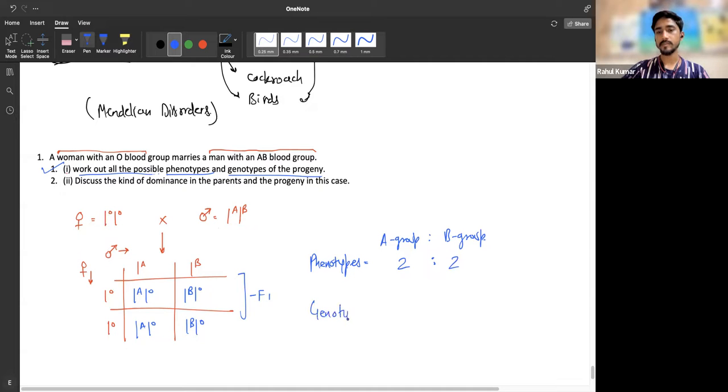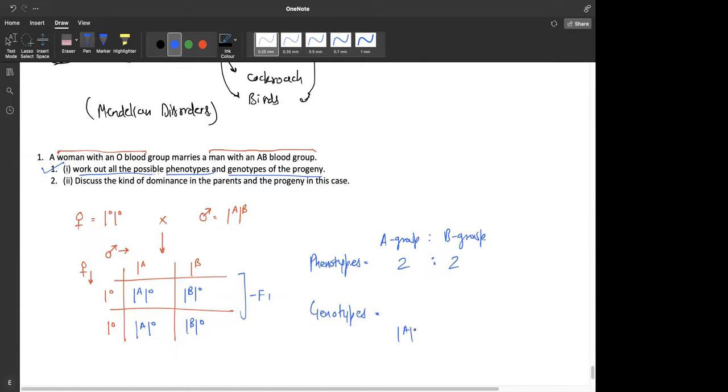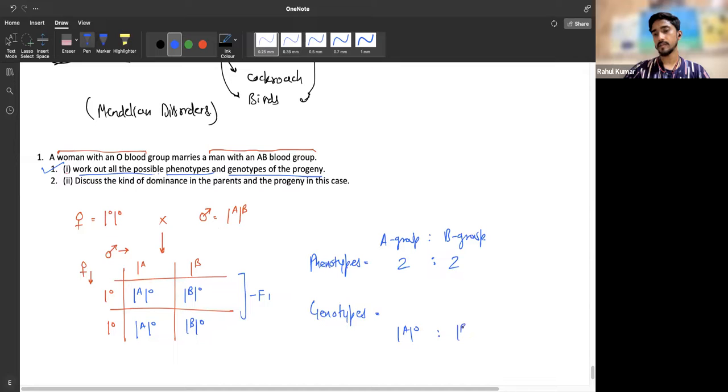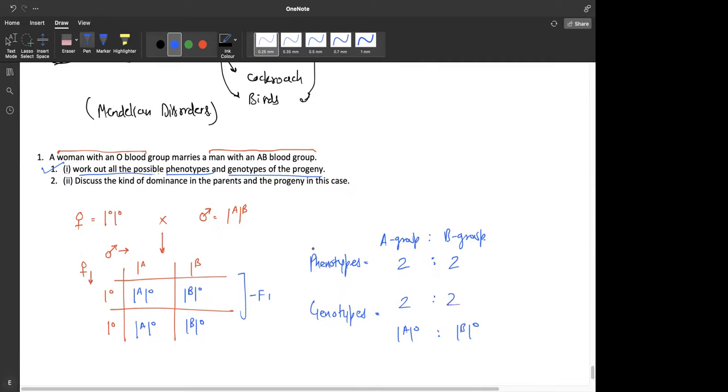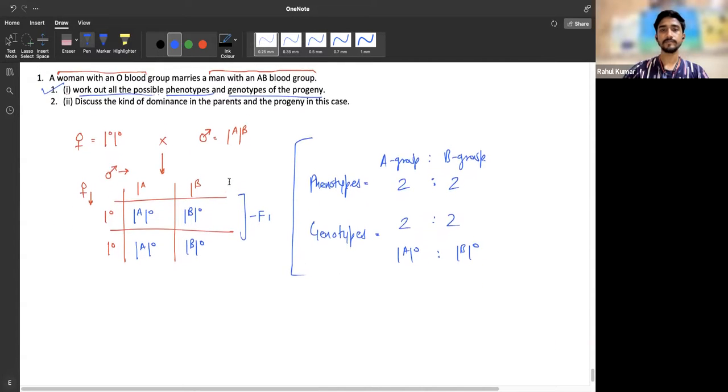Now let's go to genotype. How many different genotypes are there? Two, right? Either this genotype is there or either this genotype is there. Is there any other genotype? No. And the ratio again is 2:2, right? Yes, sir. Do you understand the first part of the question?